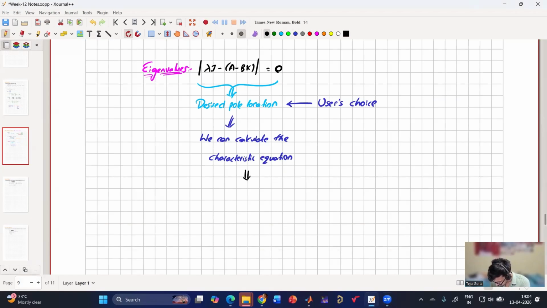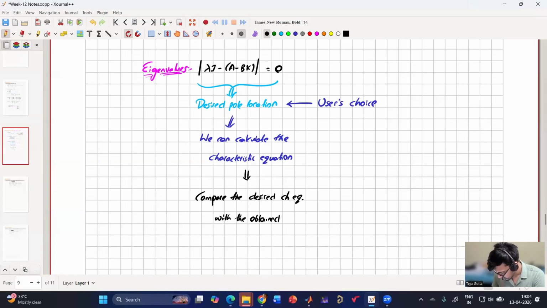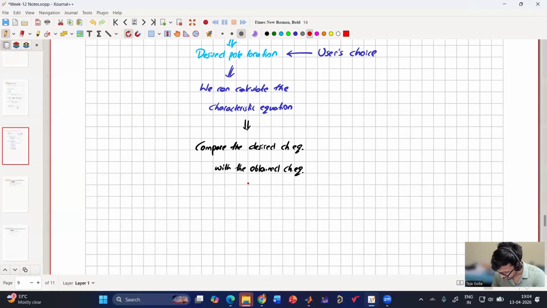So once we calculate the characteristic equation, we compare the desired characteristic equation with the obtained characteristic equation. Then we have to solve for the unknowns, which are K1, K2, K3 up to so on Kn.